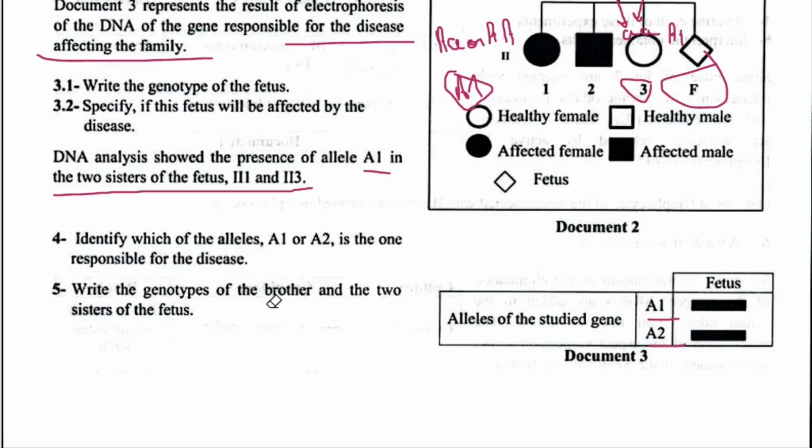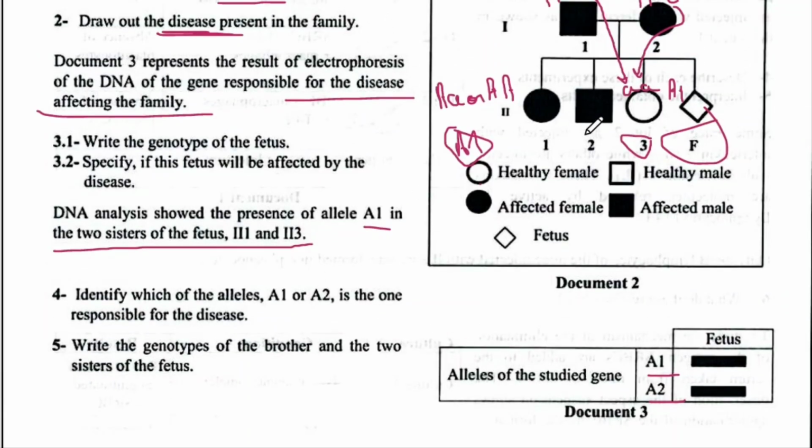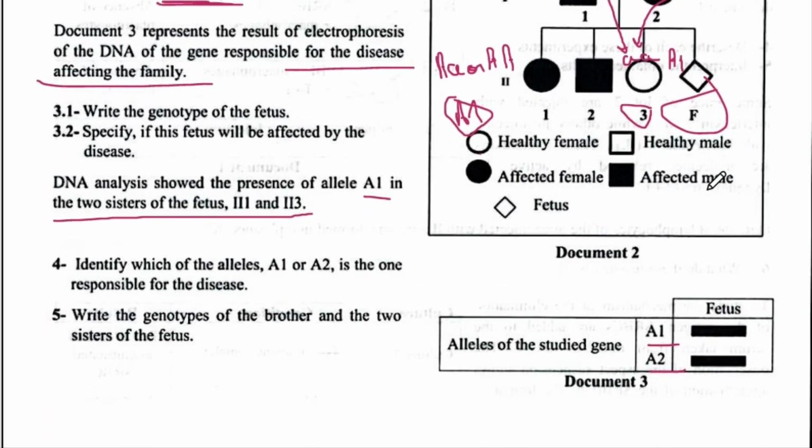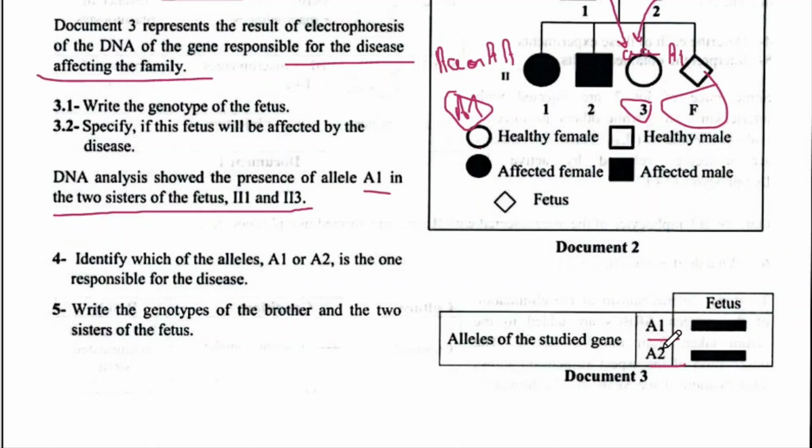Write the genotype of the brother and the two sisters of the fetus. So the genotype of the brother 2-2, who is affected, is A1 A2. And 2-1, A1 A2 because it is affected. Here 2-3 is A1 A1 because it is healthy, and the fetus, A1 A2, is affected for sure.